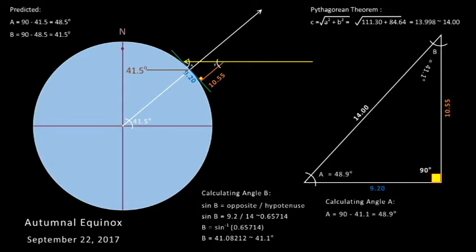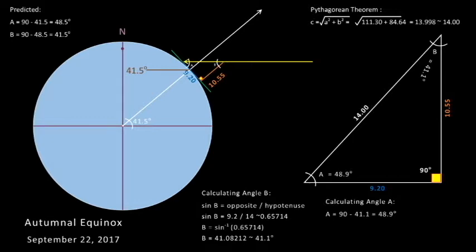All right, so we have our triangle now. And what does that tell us? Well, what that tells us is that our angle B is our latitude. At the equinox, at solar noon, that works. That direct number is your latitude.